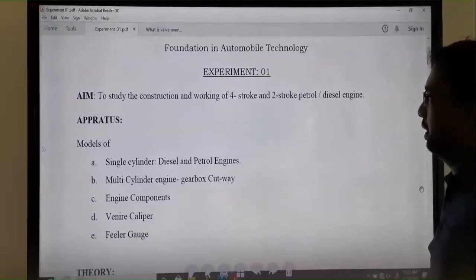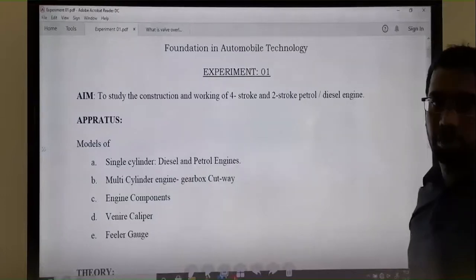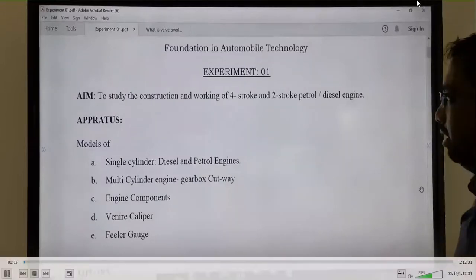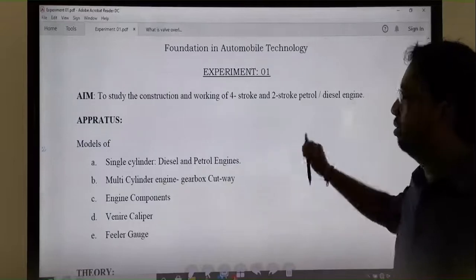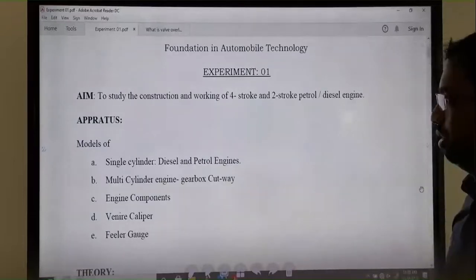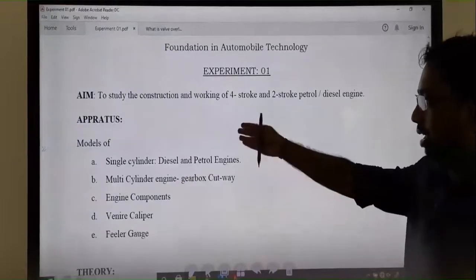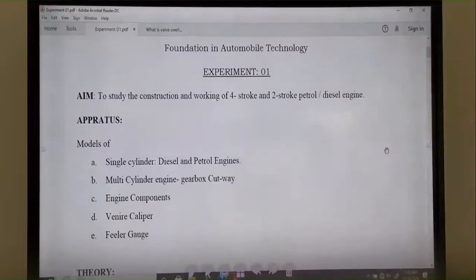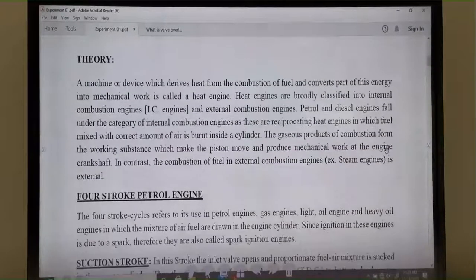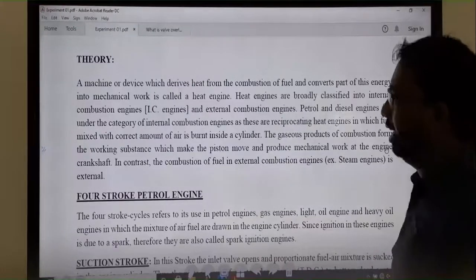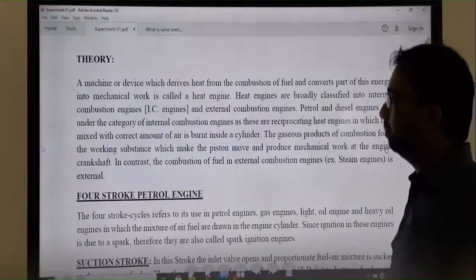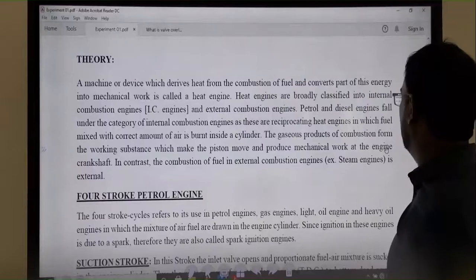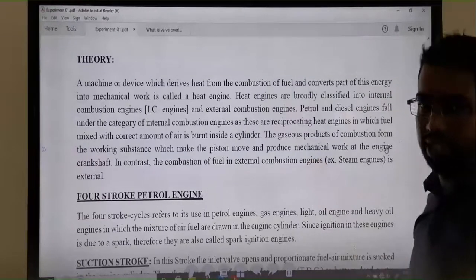Today we study the practical of foundation in automobile technology. The first experiment is to study 4-stroke and 2-stroke petrol and diesel engines. Here you can see the apparatus for this practical. Here is a small introduction to the combustion engine. You can refer to this from your lab sheet.